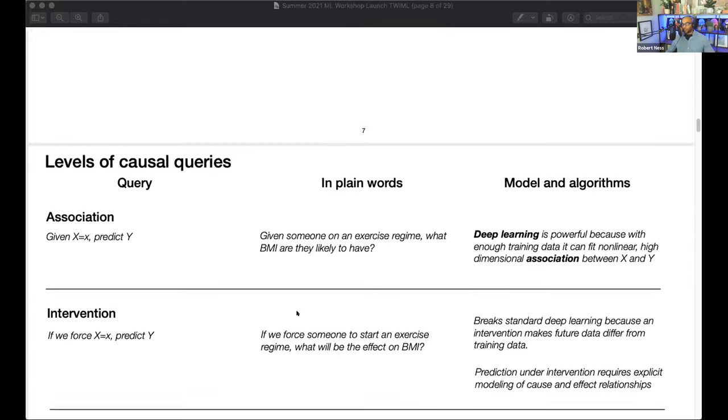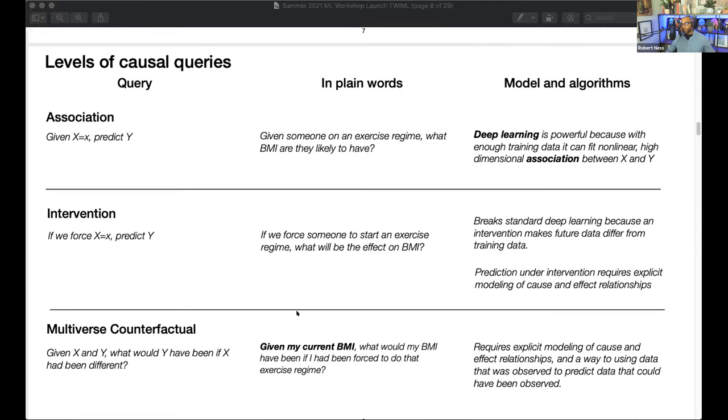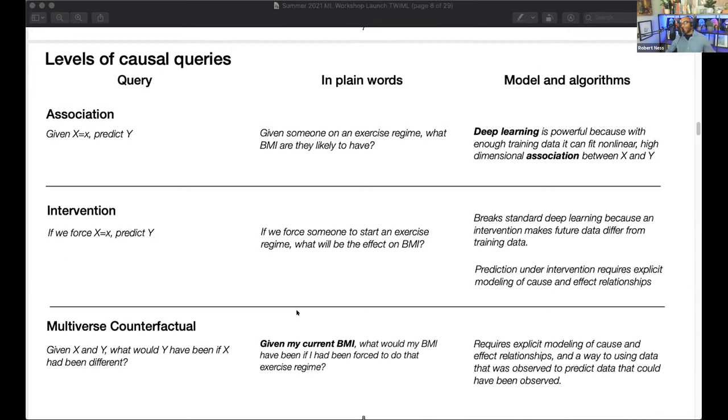So what can a causal model do that canonical deep learning can't do? The best way to explain this is what we call the ladder of causality. We have three levels of query. The first level is what we're used to. It's called association or correlation. Say that given some variable X, say some features, we want to predict Y, say a label. So given that somebody's on an exercise regime, we want to predict their BMI. And this is why deep learning is extremely successful here, because given enough data, it can fit very nuanced nonlinear relationships between X and Y, even when X and Y have high dimension.